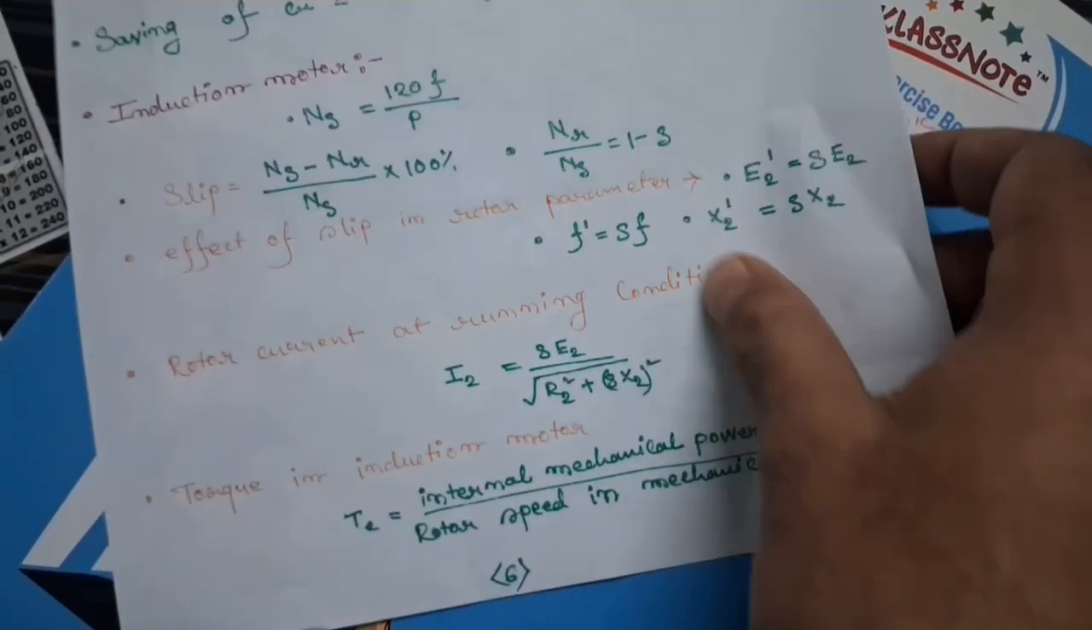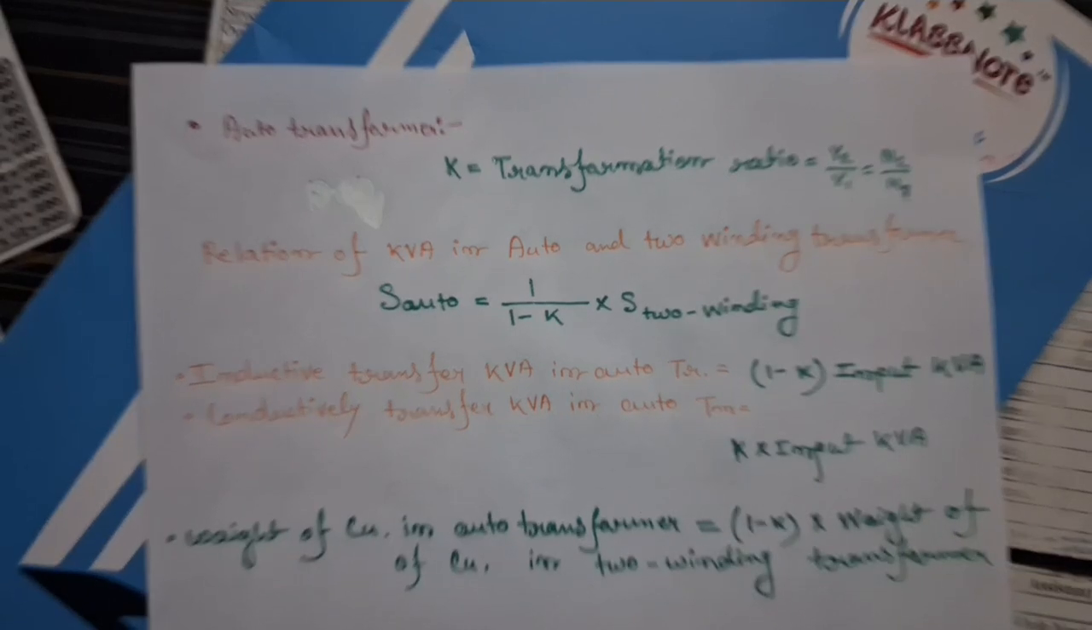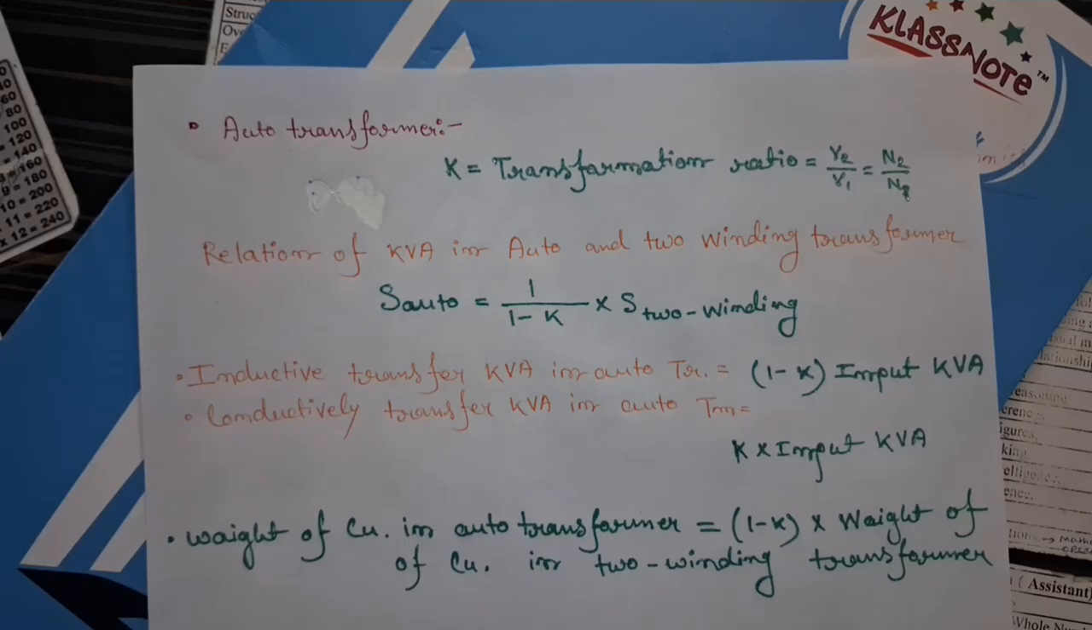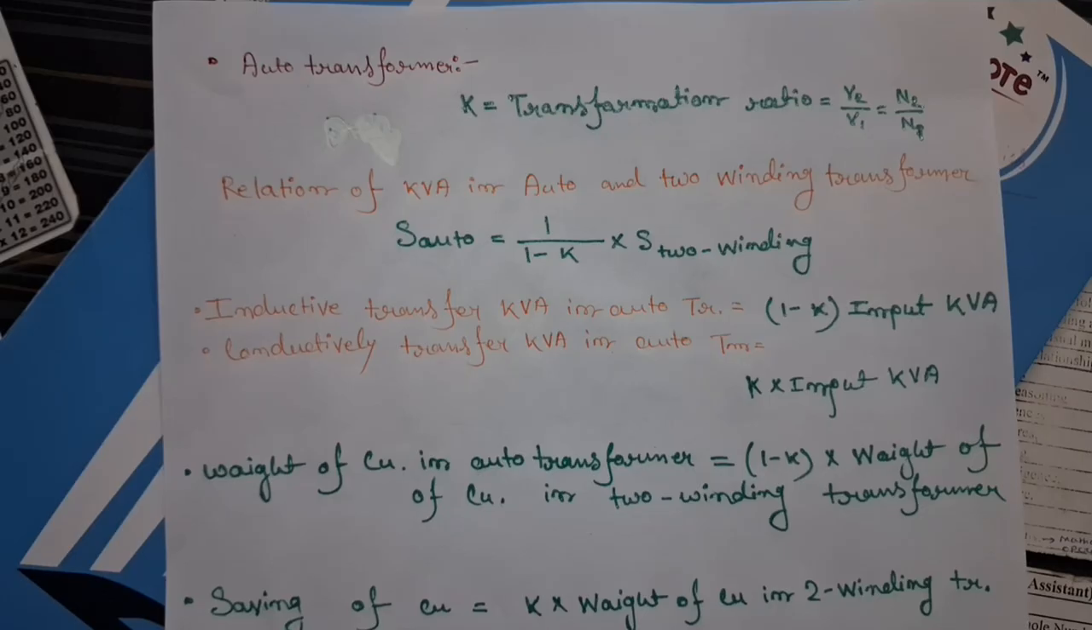Then come to the auto transformer. In auto transformer, you have to remember the transformation ratio K. Transformation ratio is equal to V2 by V1, or N2 by N1. Then you have to remember the relation of KVA in auto and two-winding transformer. KVA in auto transformer is denoted by S auto and KVA in two-winding transformer is denoted by S two winding. S auto is equal to 1 divided by 1 minus K into S two winding. Here K is the transformation ratio.